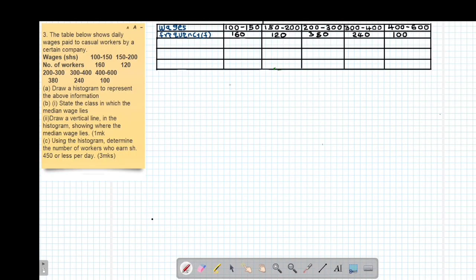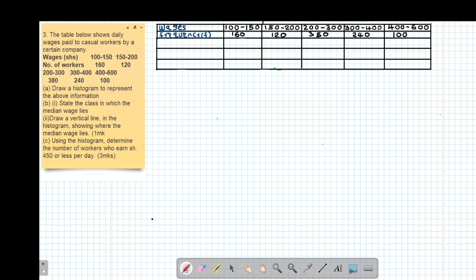Welcome to today's class. It's our third lesson on Statistics 1, whereby we are looking at our example number 3, which reads that the table below shows daily wages paid to casual workers by a certain company. So we have the wages in shillings, which are representing our classes. Then, of course, number of workers are simply representing our frequencies. So in part A, we are told to draw a histogram to represent the above information.